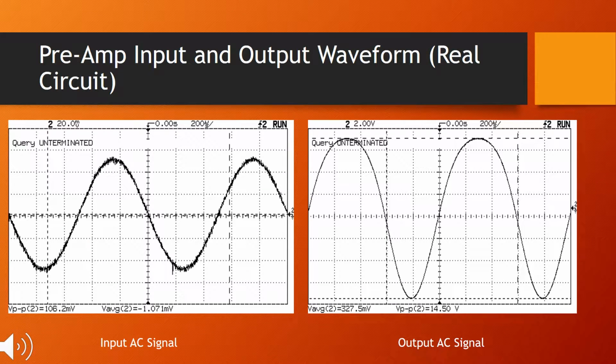After the desired PSpice results were achieved, the real circuit was built and tested. The figure on the left shows the oscilloscope captured image of the input signal. The graph on the right is our output signal for the preamp. As you can see, the input signal has 100 millivolts peak to peak, while the output signal has a peak to peak value of 14.50 volts, which means that the signal has a gain of 145 volt by volt.